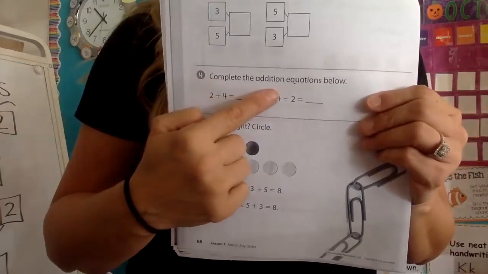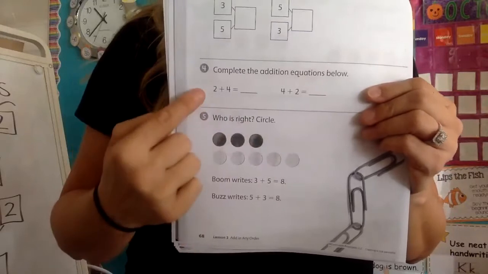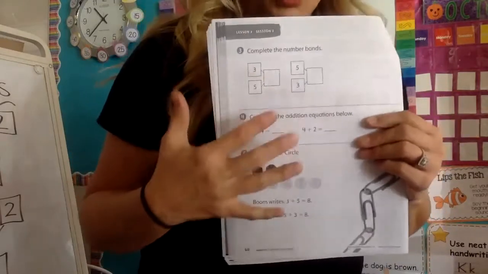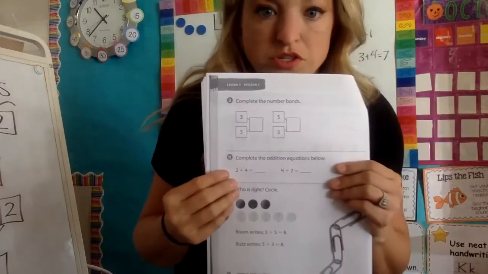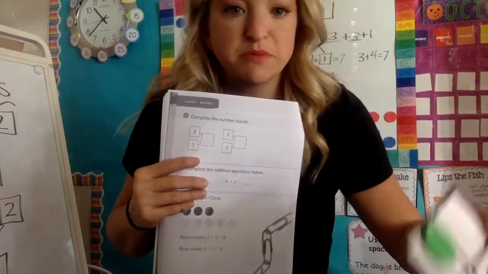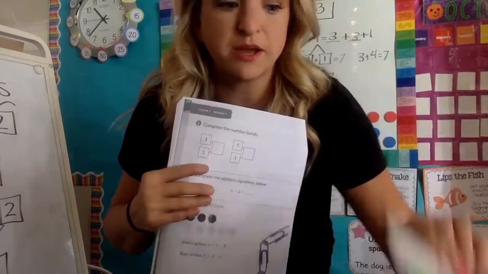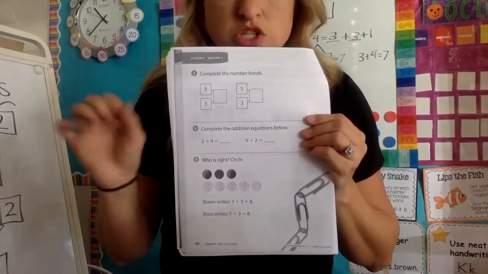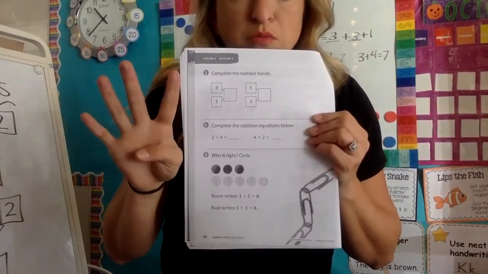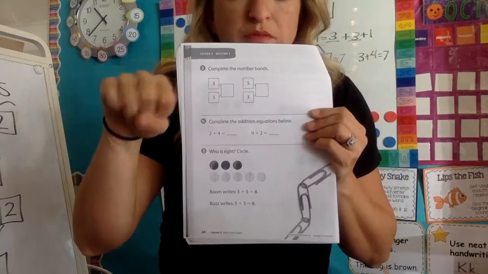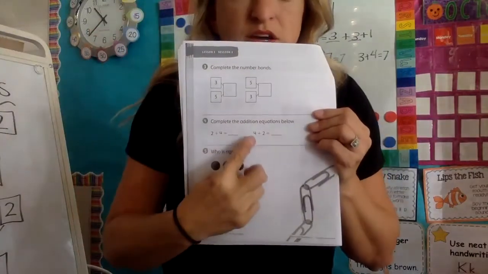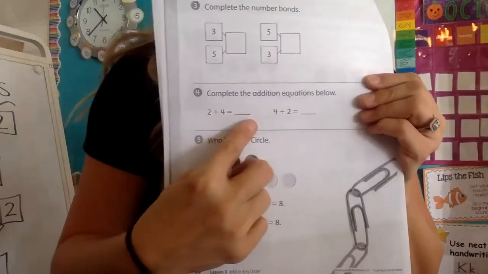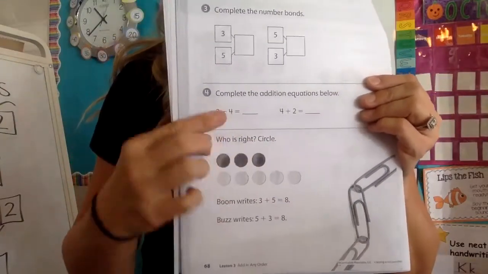Complete the addition equations below. 2 plus 4 equals, 4 plus 2. You can draw dots. You can use your fingers. You can use your tens frame that Miss Flam gave you. All of you should have a tens frame. Okay? Whatever works to help you, you can use your erasers. Take 2 erasers, add in 4 more. Hopefully you'll learn 4, 5, 6. 4 plus 2 is 6. So if 4 plus 2 is 6, 2 plus 4 must equal 6.